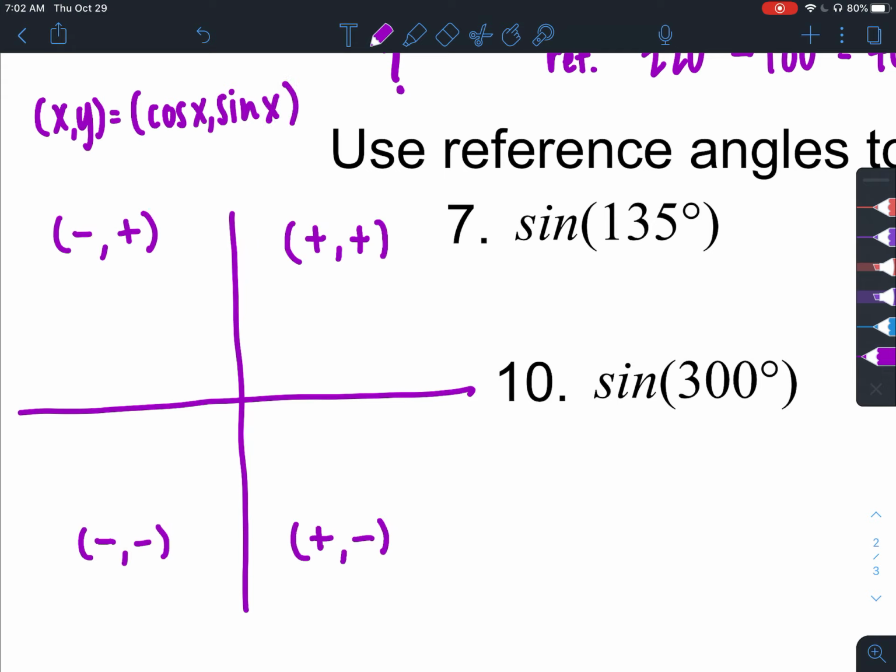So because of that, I know that in this quadrant, everything, sine, cosine, tangent, cosecant, secant, cotangent, those are all positive. In the second quadrant, sine is positive because of this right here. Sine of x is positive because it's our y value, and our y values are positive.